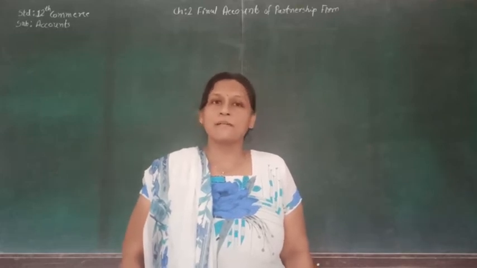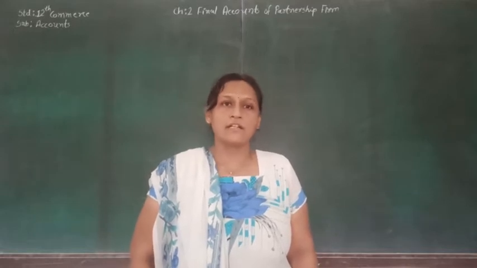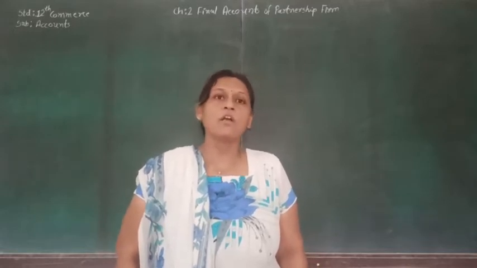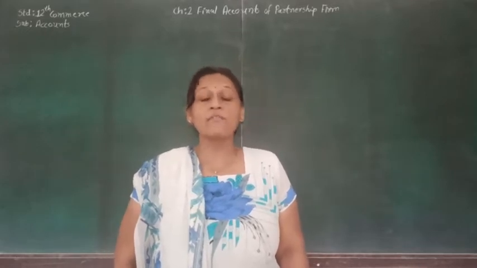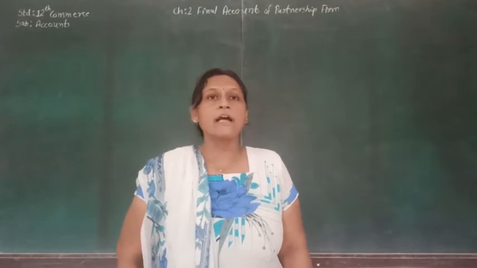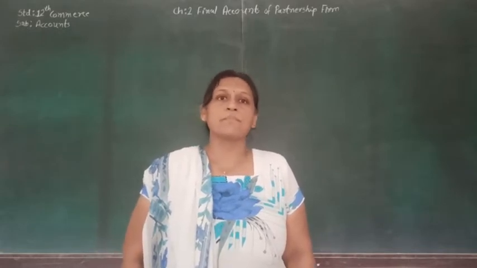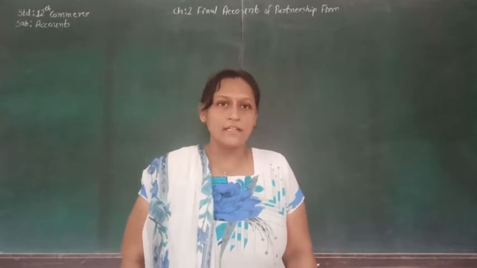This is chapter number 2, the final account of a partnership firm, of standard 12 commerce subject account. Today we are going to see one more example of final account, where we are going to see capital account as well as current account, and this is the 7th part of chapter number 2. Parts 1 to 6 are linked in the description.